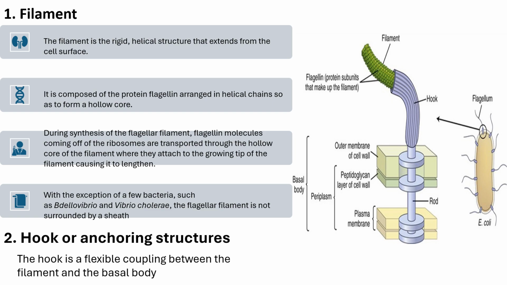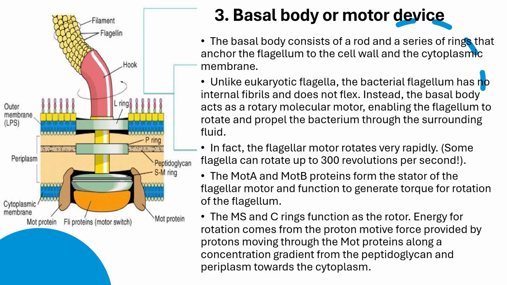With the exception of a few bacteria such as Bdellovibrio as well as Vibrio cholerae, the flagellar filament is not surrounded by a sheath. The second one is the hook or anchoring structure. In this diagram, you can find the hook after the filament. The hook is a flexible coupling between the filament and the basal body. Third one is the basal body or motor device.